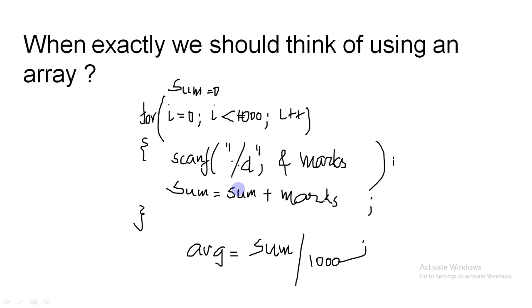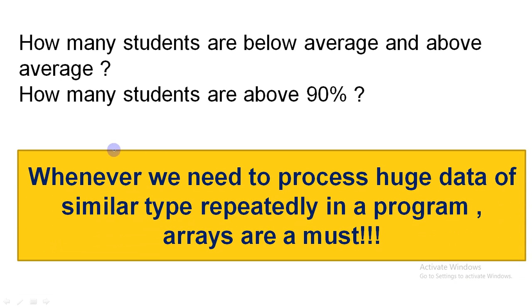So what is the simple answer to this significant question: when exactly should we think of using an array? The emphatic answer is whenever we need to process huge data of similar type repeatedly in a program, arrays are a must, like 1000 marks used repeatedly. Once to calculate the average, a second time to find how many students are above or below average, and the next time, how many people are above 90%. So three times of processing has been done on the same data.